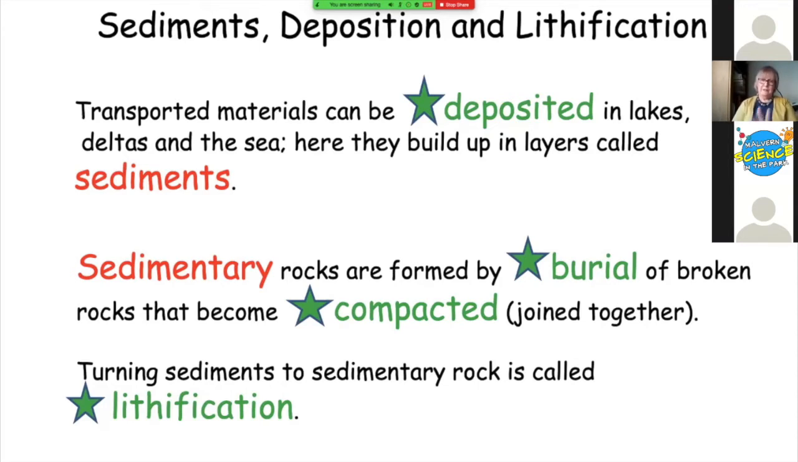Anyway, these sediments are formed into sedimentary rock because more and more material gathers on top of them, and it's the weight of those that actually compresses them, and they become compacted and then joined together. And this process is called lithification. So we've got quite a few processes going on here. We've got deposition, burial, compaction, and lithification.